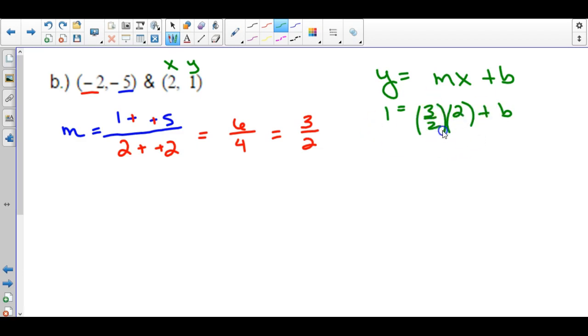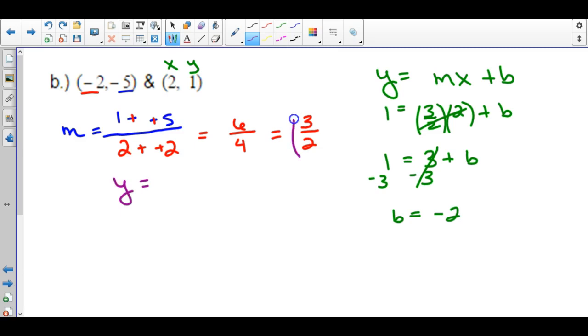So taking a look here, I have 3/2 times 2. 2's could cancel out since I have 1 on the denominator and 1 on the numerator here. So I'm left with 1 equals 3 plus b, and what I'll do is subtract 3 on both sides. And b is going to end up being 1 minus 3, which is negative 2. So what I can do then is write my equation in slope-intercept form using the 3/2 as my slope and the negative 2 as my y-intercept. So my equation becomes y equals 3/2 x minus 2. So this is going to be the equation that we'll be graphing in the following problem.